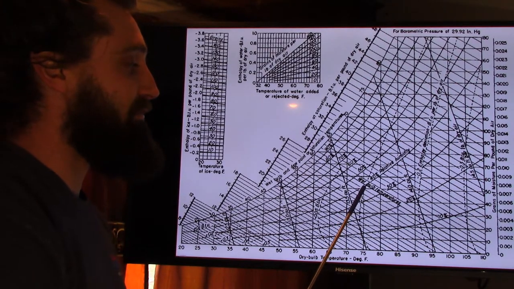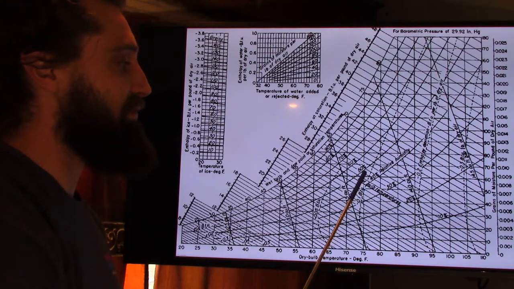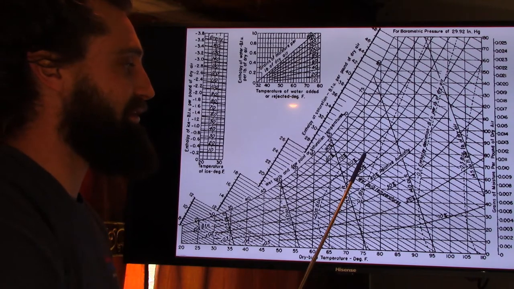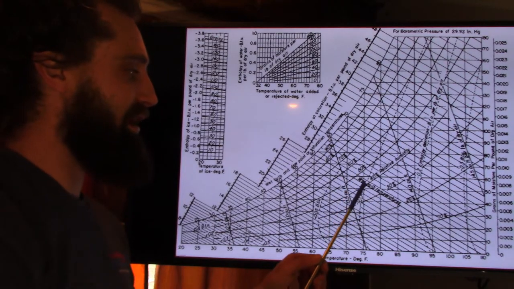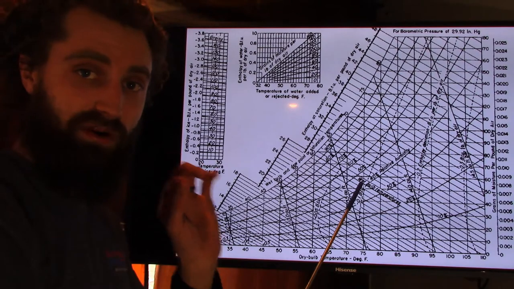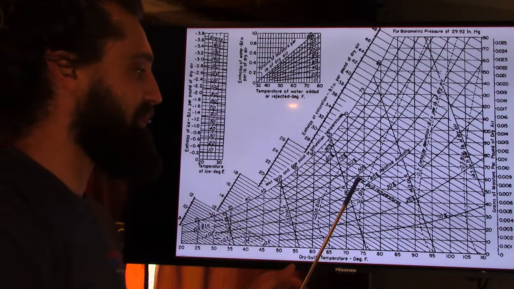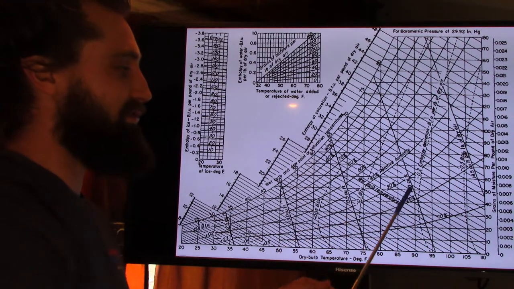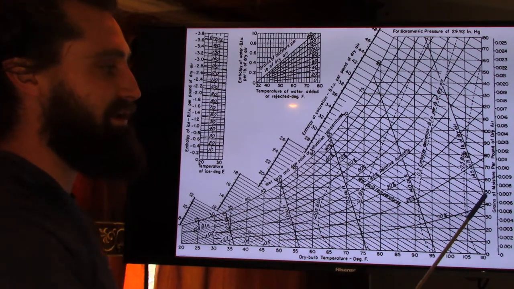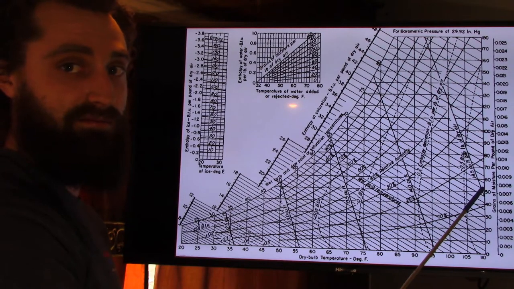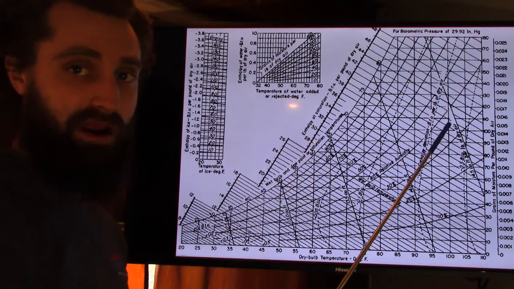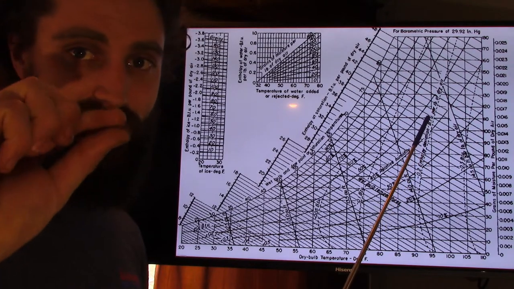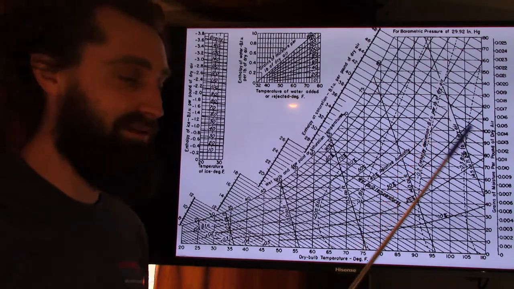Let's just say we had 50%. We would move up till we hit the 50% line. If we had 60, we'd just continue to move up till we hit that line. Once we get to whatever line we have actually recorded, from this point, we can either move horizontally to the right and see how many grains of moisture are in that pound of air. A grain of moisture is a little tiny, like the size of a wee little rice. That is a grain of moisture.